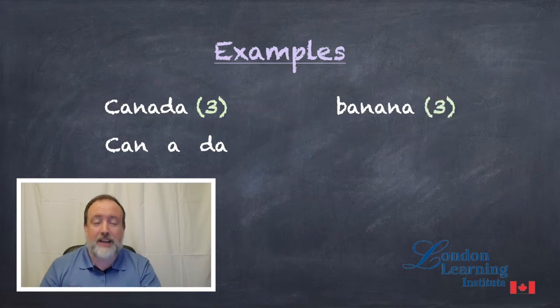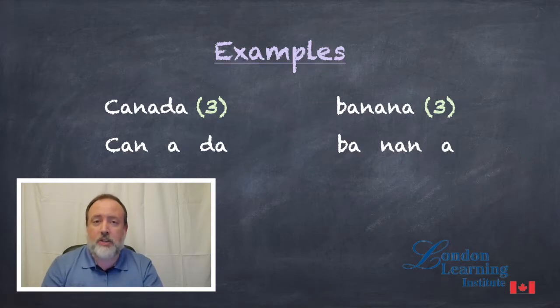And they are ba-nan-a. In the word Canada, though, which syllable is stressed? In this case, it's the first syllable. It's Canada. Canada. But it's not the case in banana. Which syllable in banana is stressed? It's the second syllable. Banana.